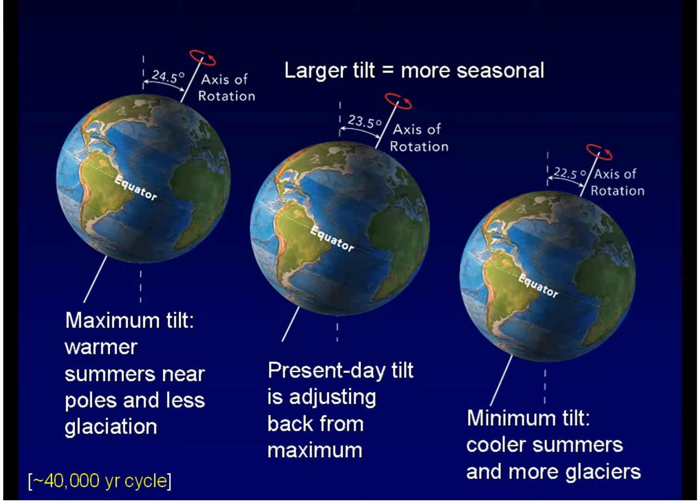And if we consider minimum tilt, we actually have cooler summers, so there's less effect of the Sun in the polar regions, for example, and therefore more solid ice can be retained there.